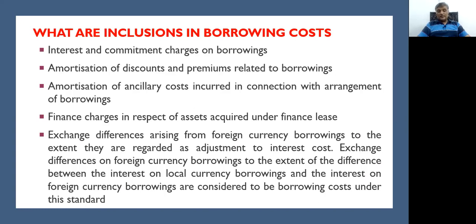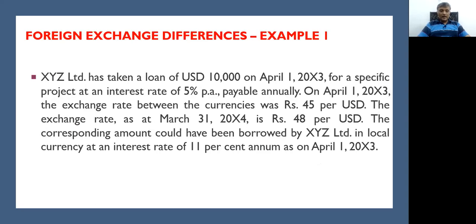So that portion of the exchange differences which relates to the difference between the interest on the foreign currency borrowing and the interest on the local currency borrowing will be considered to be borrowing cost. The remaining exchange difference will be accounted for under AS 11. Very important. Let's take an example to understand this.